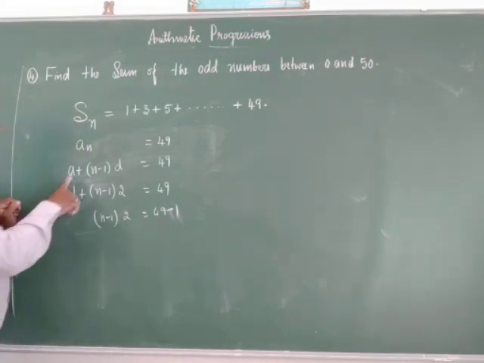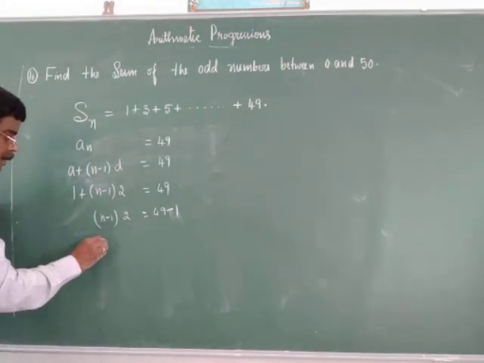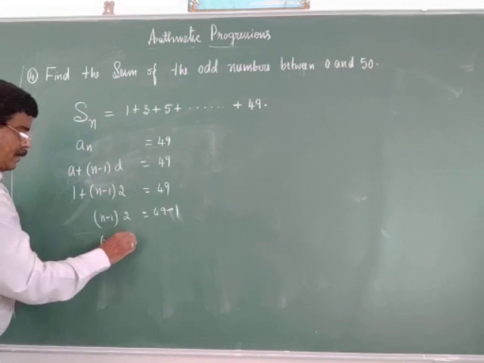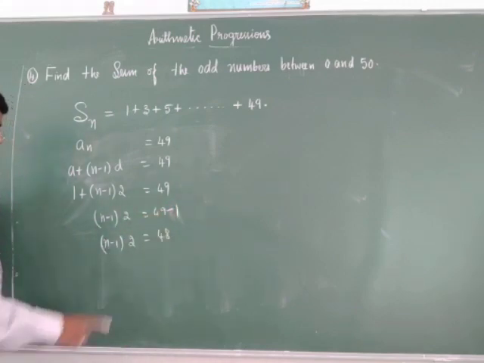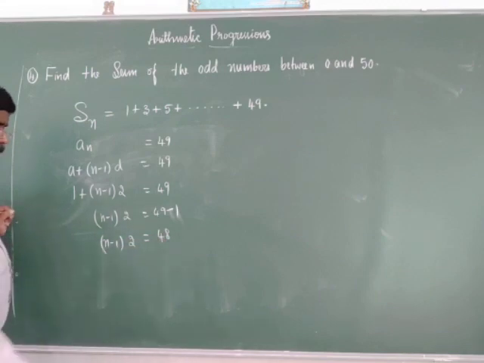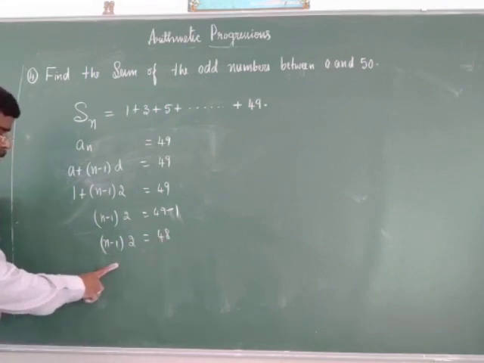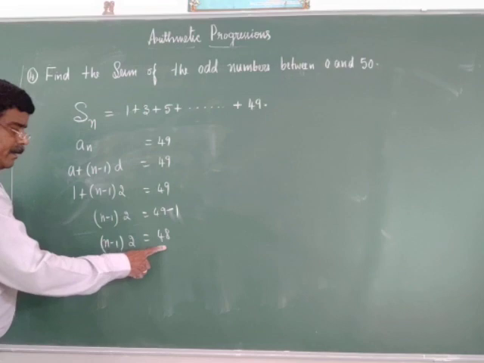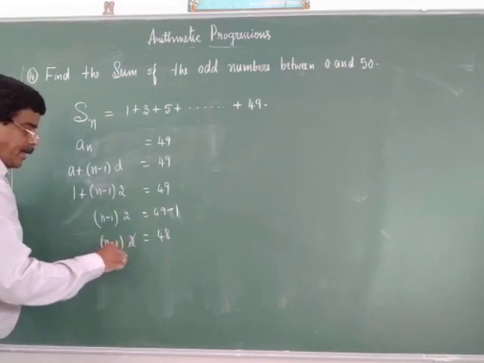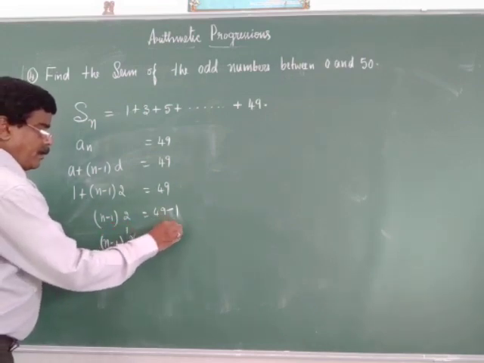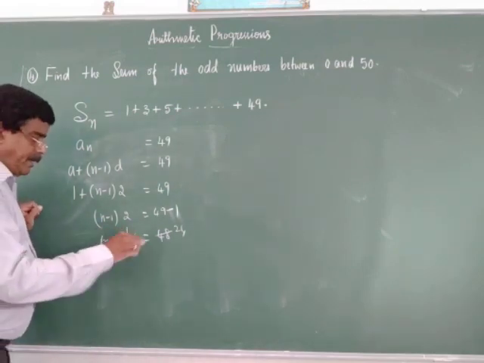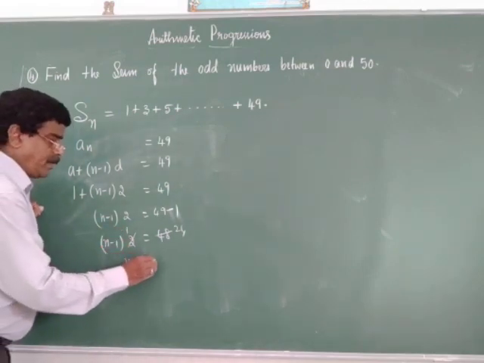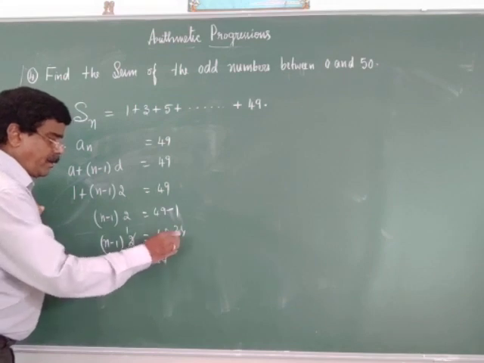1 is there, if you shift it, it becomes minus 1. So n minus 1 into 2 is equal to 49 minus 1, means 48. You can cancel this, children, here. Or divide by 2. 2 and 2 get cancelled. Here also divide by 2. That's the method. Or you can cancel here. 2 ones are 2, 2 twos are 24. That is n minus 1 into 1. 1 you can leave it. So n minus 1 is equal to 24.